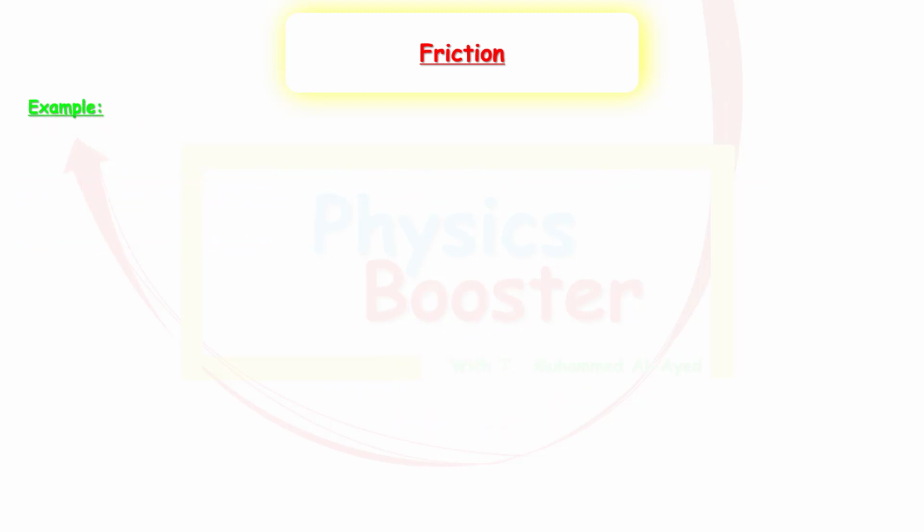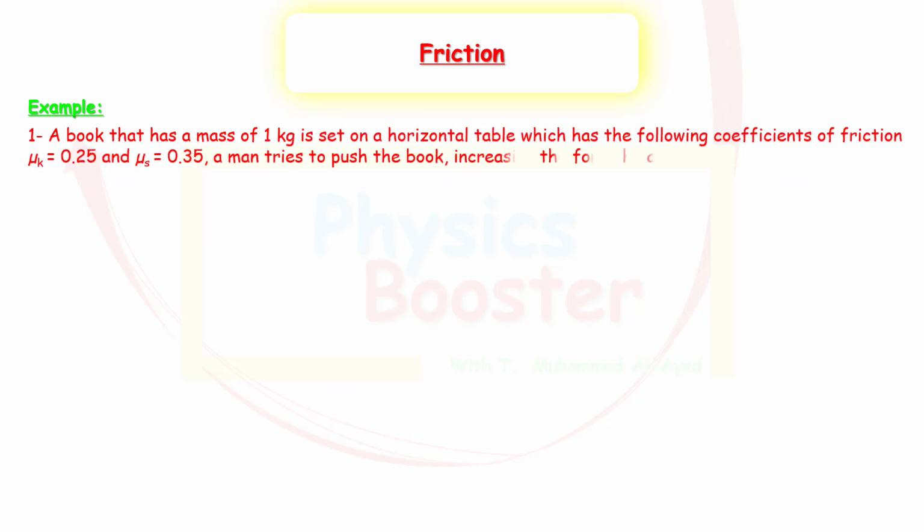So let's introduce some examples. Let's say that a book that has a mass of 1 kilogram is set on a horizontal table, okay? Horizontal table. Again, it's important to know the situation of the surface. Why is that important? Well, if you go to the previous video, the normal force depends on the state of the surface. If the surface is horizontal, we can find the normal force in a certain way, but if the surface is now inclined, the normal force will have a different value. We will be introducing it right now in an example.